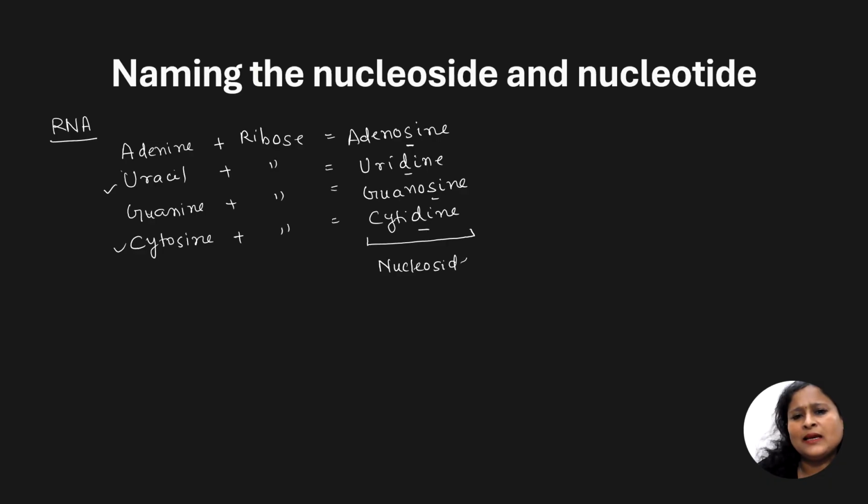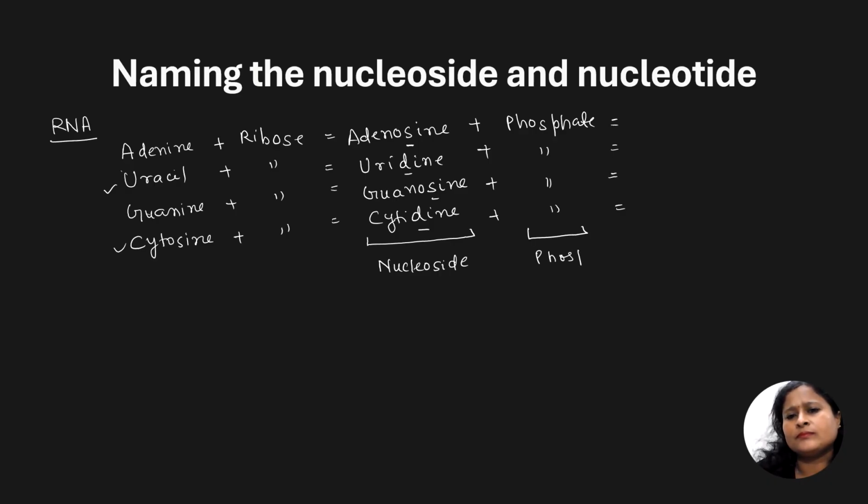So these all are the nucleosides. Now, if it will react with the phosphate group, then respective nucleotides will be formed. So how can we name the nucleotides? You can say adenylic acid. Otherwise, we can also say adenylate.